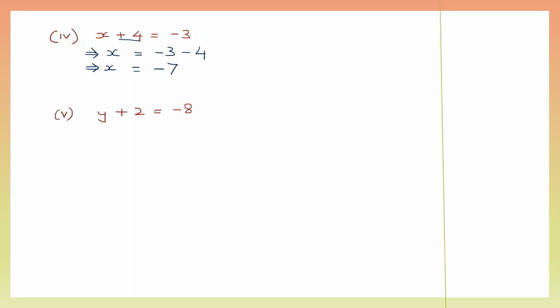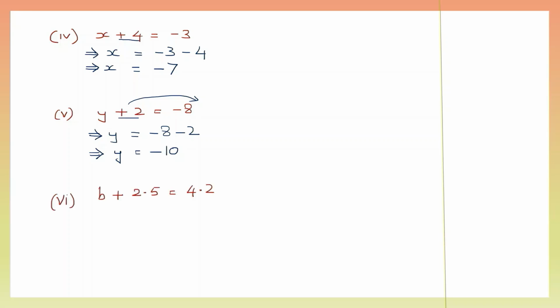Question 5. Y plus 2 equals minus 8. Let's find the value of y. We will leave y on the left hand side. On the right hand side, we'll leave minus 8. Transpose plus 2 to the right hand side. It becomes minus 2. So y is equal to, the signs are the same. Put the same sign and add. 8 plus 2 is 10. So y is equal to minus 10.